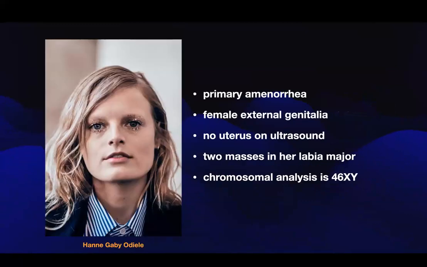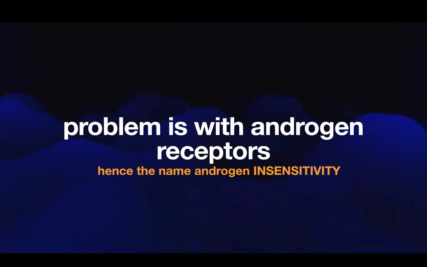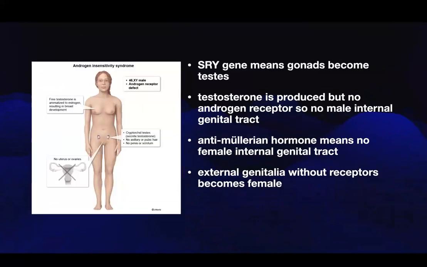And that's exactly what this is. Hannah Gaby Odile is an example of a famous person, a model, who has AIS. Technically speaking, she is 46XY, but when you look at her, she looks like a girl. So that's a clinical correlation with the whole male sex differentiation.